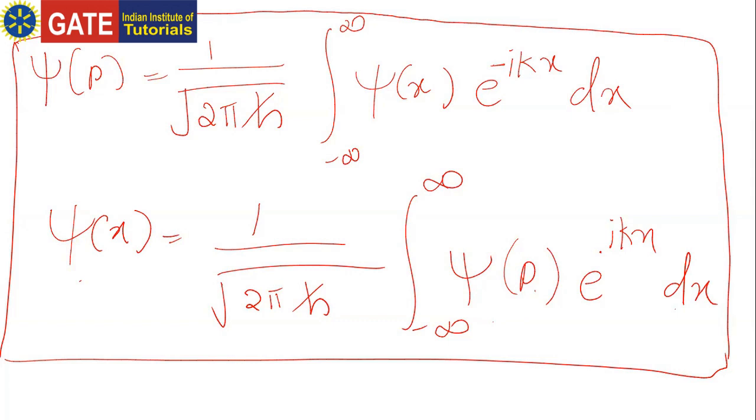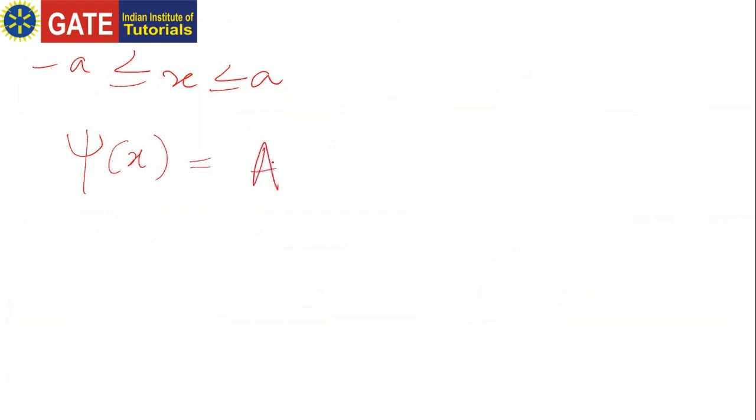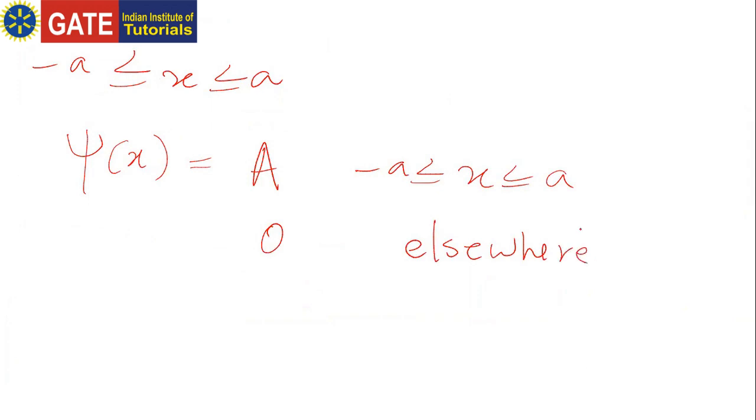Okay, write down one question. Consider a particle of mass m confined to a region minus a less than or equal to x less than or equal to a, having the wave function psi of x equal to a, for minus a less than or equal to x less than or equal to a, and 0 elsewhere.